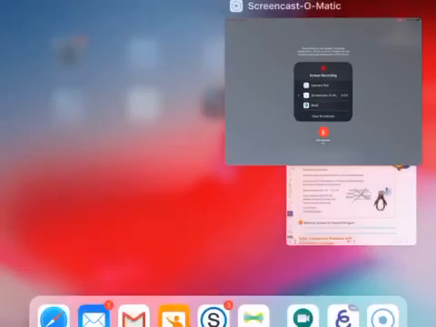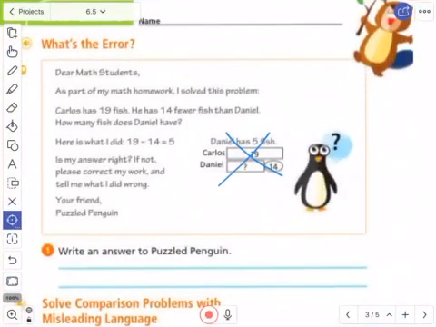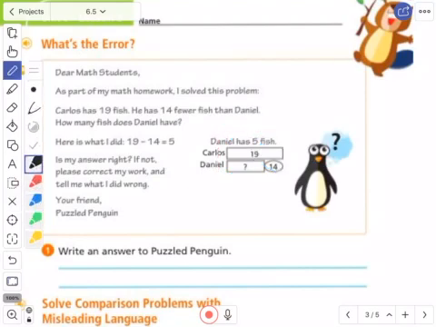Okay, we're back. Let's take a look at this puzzled penguin question. Well, it says that he has 14 fewer than David. Well, if he has less than David, David should not have a small number. That part doesn't make sense. The real comparison bar should look like this.